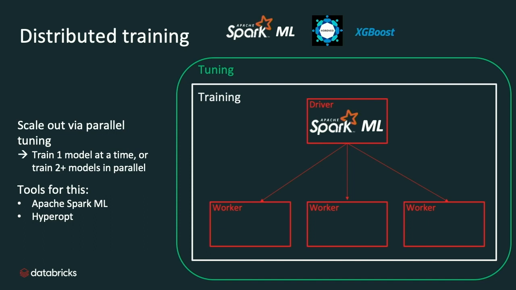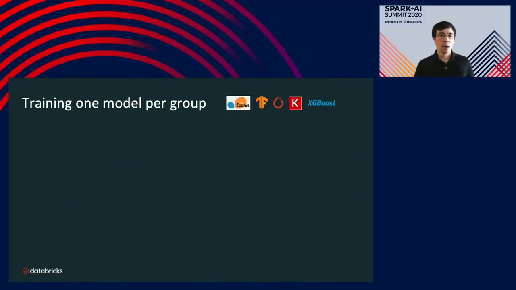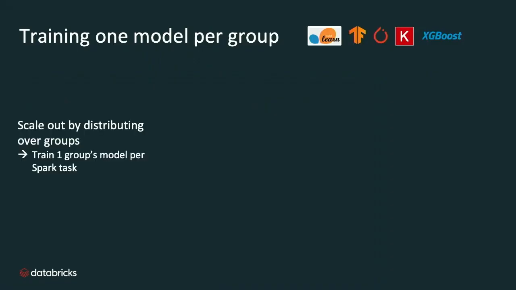You can also note that from the driver's perspective, you can actually use any sort of black box tuning algorithm or library such as Hyperopt, because it can make calls from the driver and never really need to know that these calls are using a full Spark cluster. The final paradigm is training one model per group. And here the interesting case is where there are enough groups that we really get back to that single machine training case, where we can scale out by distributing over groups and train each group's model per Spark task.